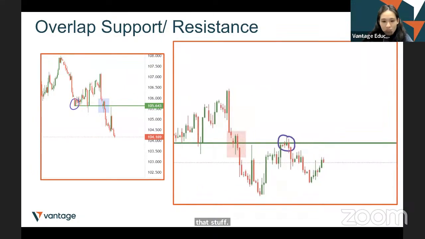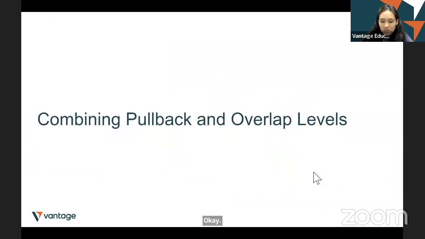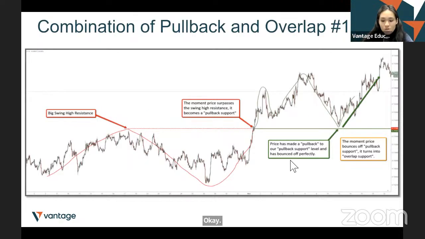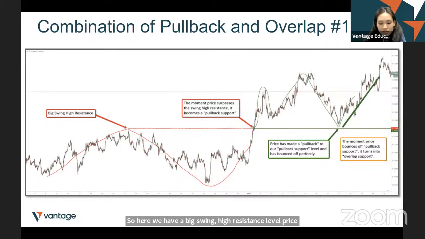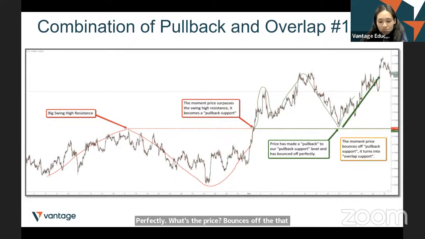Okay. So now let's combine both the pullback and overlap levels. So here we have a big swing high resistance level. Price surpasses this level and becomes a pullback support, where we expect price to pull back or retrace to this level. So in the green areas, we see price retrace this level and bounce off of it perfectly. Once price bounces off that support level, we call it an overlap support.